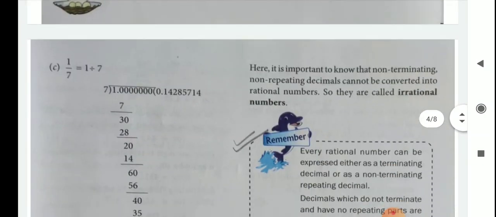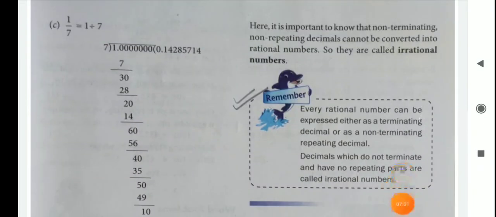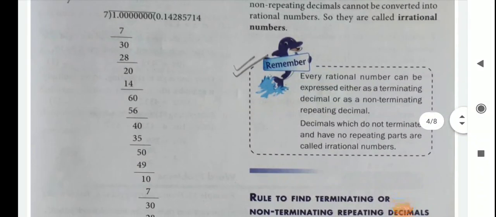Here it is important to know that non-terminating, non-repeating decimals cannot be converted into rational numbers. So they are called irrational numbers. Children, remember, every rational number can be expressed either as a terminating decimal or as a non-terminating repeating decimal. Decimals which do not terminate and have no repeating parts are called irrational numbers.